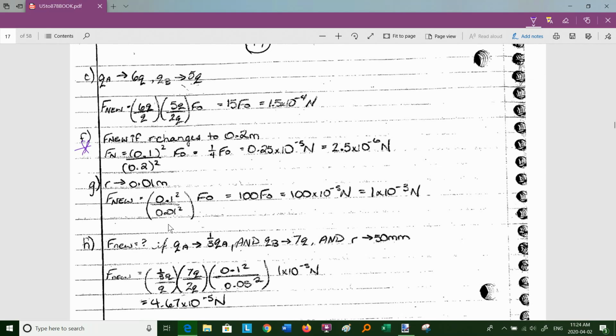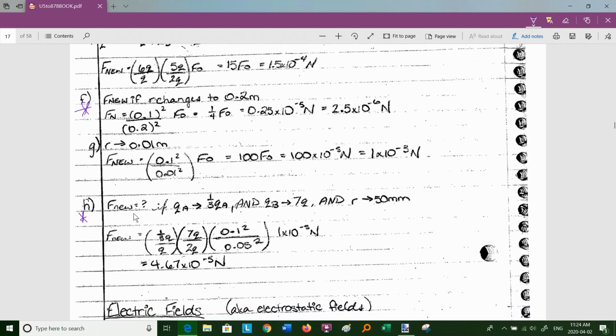If I squeeze things closer together, it was 1/10 of a meter, and then I make it just 100th of a meter apart. So there I have decreased the distance by a factor of 10, so the force increases by a factor of 100. That's exactly what we mean by the inverse square law. So decrease the distance by 10, increase the force by 100. So it's 100 times the original force, so 100 times 10 to the minus 5, or 1 by 10 to the minus 3 newtons.